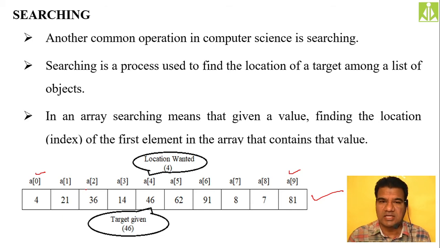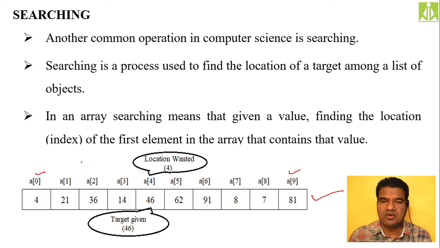If the target exists inside the list, you will find the element at some location. If the target does not exist, then it is not possible that you can find the target inside the list. So searching is a process used to find the location of a target.